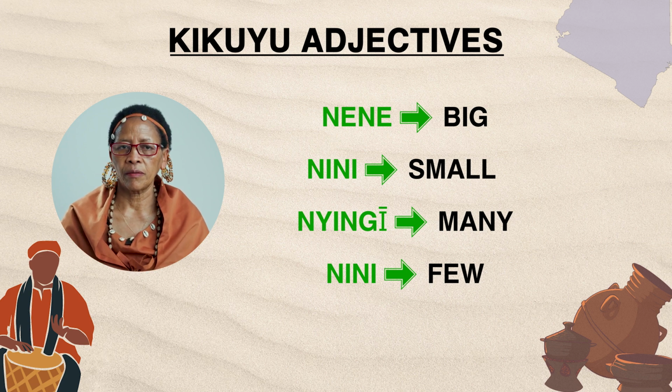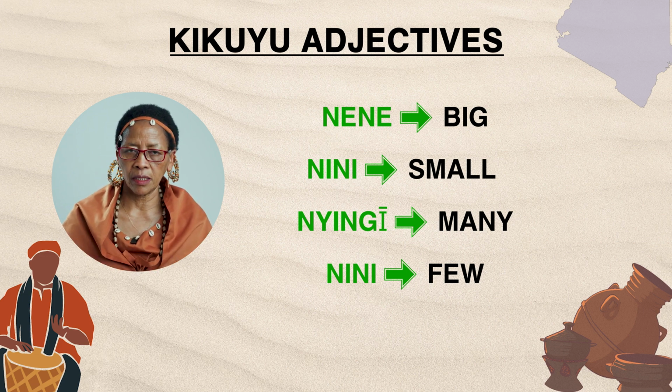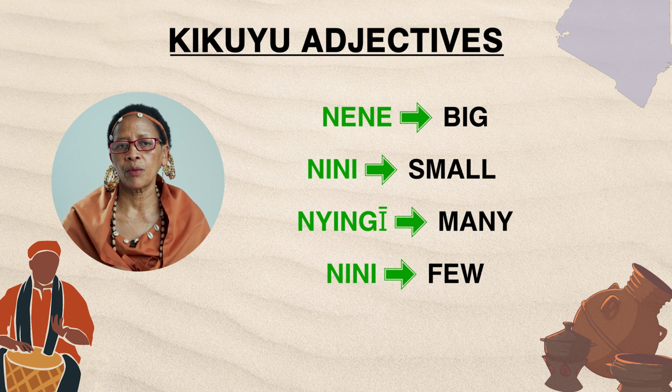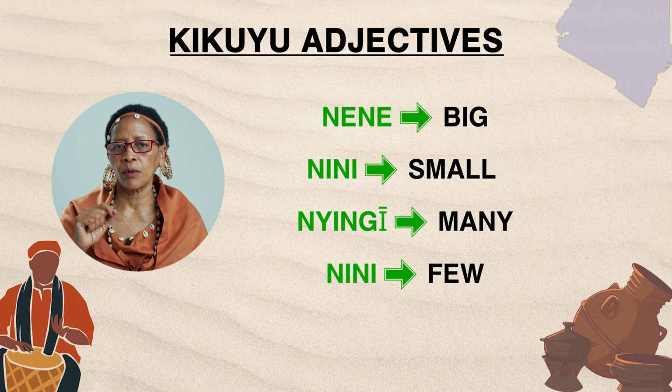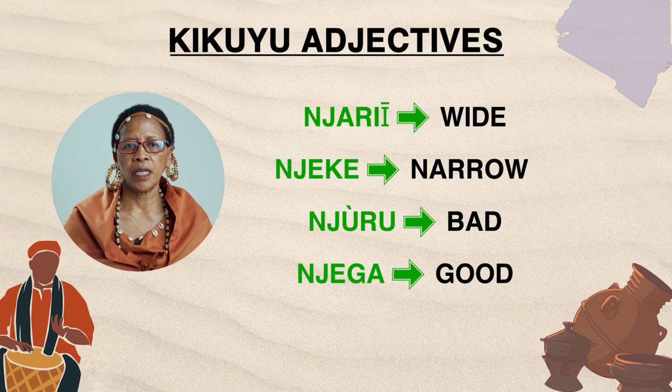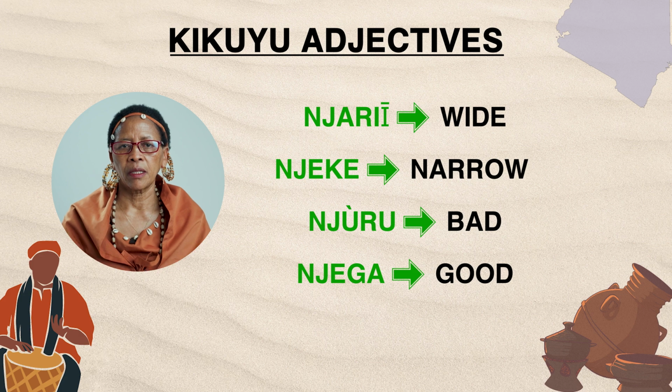And you have mini, that is nyingi. You can use nini when they are few. Nini can be used for either whether they are few or small. Then you have jarie, that's wide. Then jeke, maybe a wide road, a narrow road.